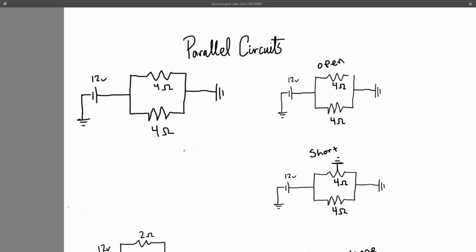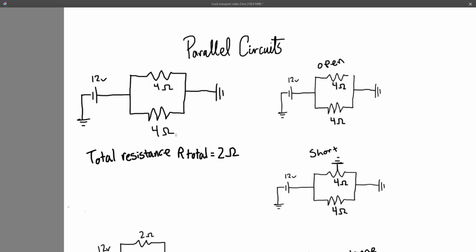Now, in this parallel circuit, how would resistance be calculated? We have two 4 ohm resistors in parallel. Would resistance be doubled? No, resistance would not be doubled. It would actually be halved if both resistors are the same value. Because we have two resistors, both being 4 ohms, the total resistance, or sometimes characterized as R total, would equal 2 ohms.